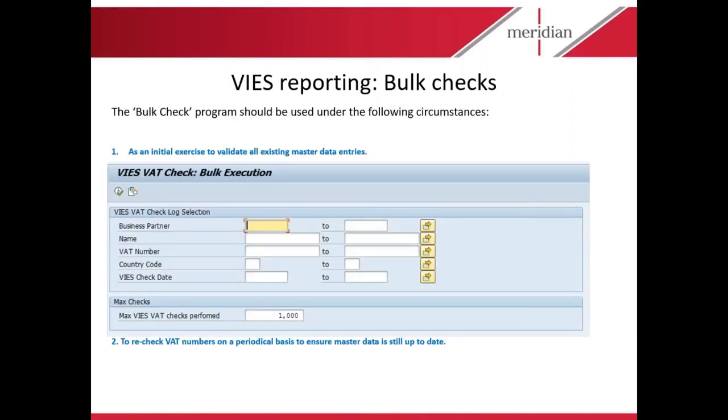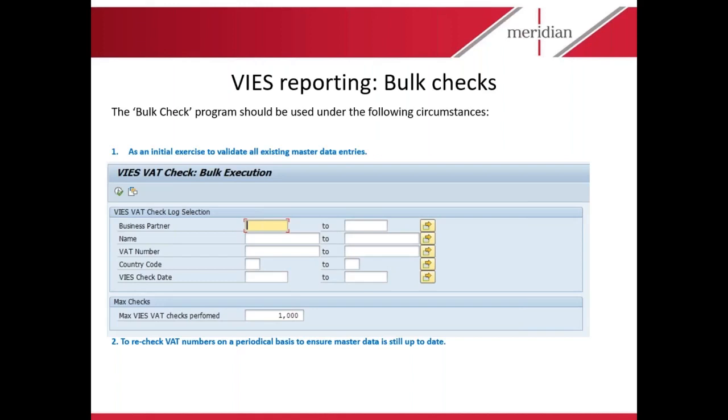Within the bulk check program, it should be used under certain circumstances that mean you want to make sure that the evidence of VAT IDs in your system is still up to date. So what we do is we allow our customers to create, via these different parameters that you see on the screen, a recheck of the VAT numbers that have already gone through the system, and again, just getting the validity for that up to date.